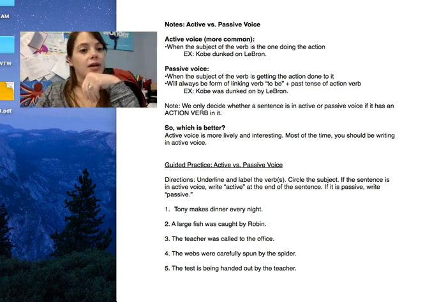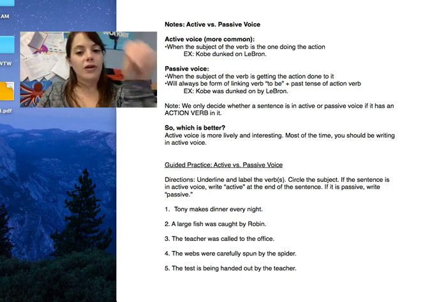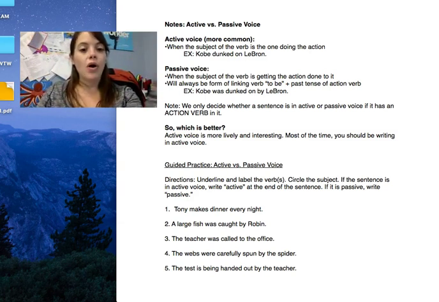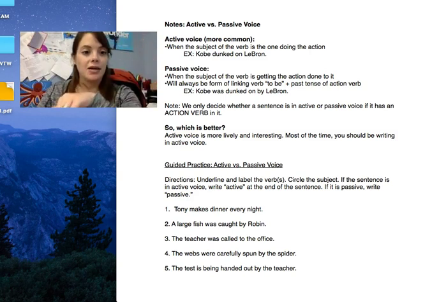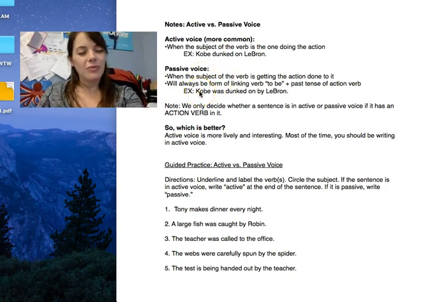Okay, passive voice is when the subject of the verb is getting the action done to it. And we'll always see a form of the verb to be plus the past tense of an action verb if it's passive voice. So for example, Kobe was dunked on by LeBron. This time, Kobe is my subject, but he isn't the one performing the action. It is being done to him.